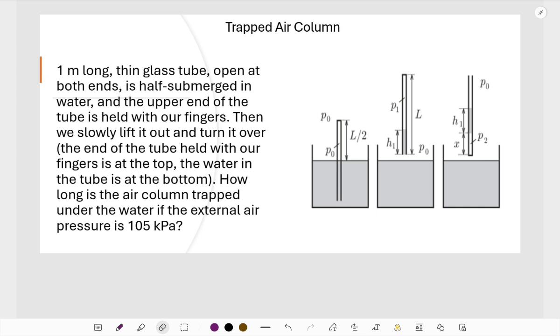So let's read the statement of the problem. It says a 1 meter long thin glass tube, open at both ends, is half submerged in air. Okay, this is the initial condition.